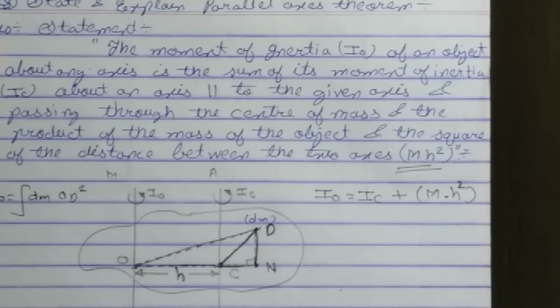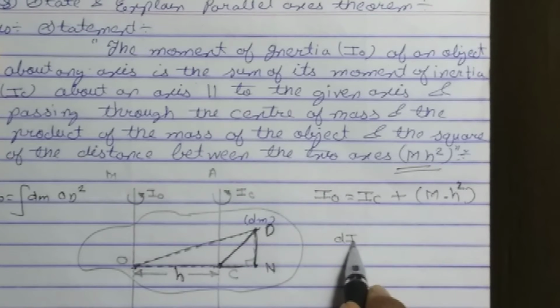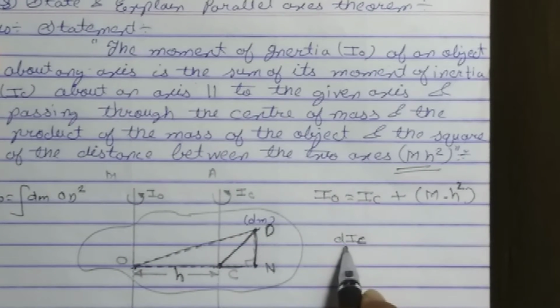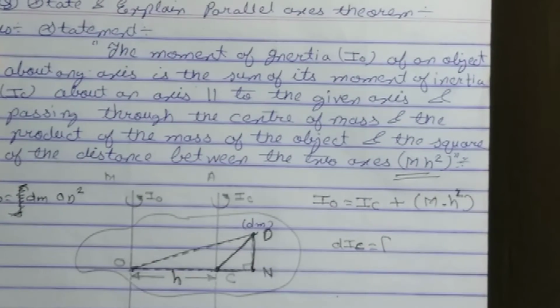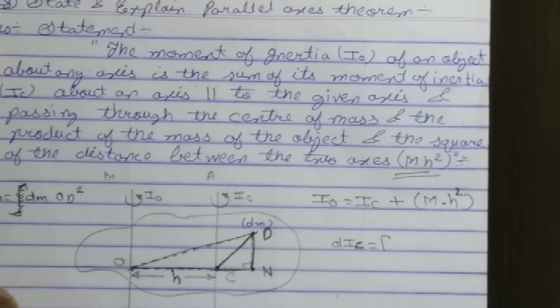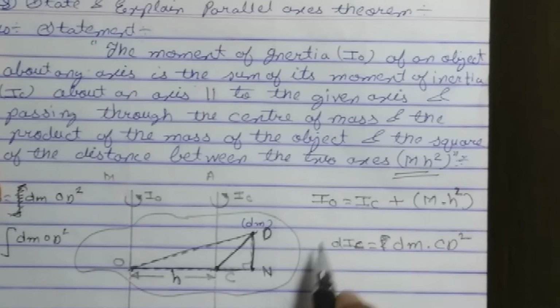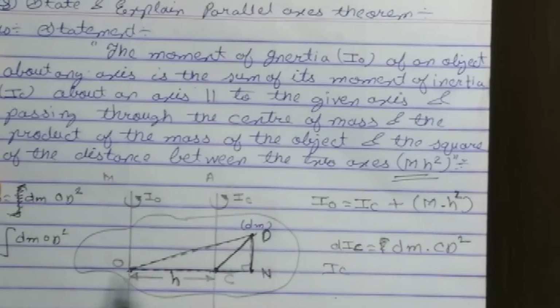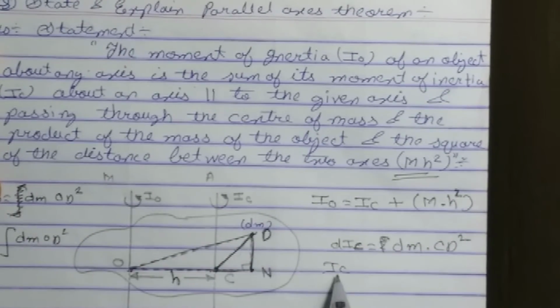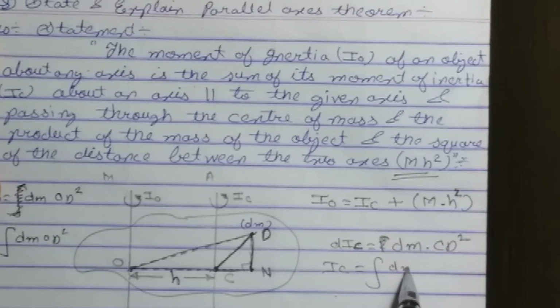What is distance square here? OD square. Similarly, we can find the moment of inertia of the particle about the center of mass. Sorry students, I am going to put the integration afterwards when I find IO. At that time I will put the integration of dm OD square. Here also I am not going to put the integration first: dm into the distance of the particle from the center of mass, CD, squared. Then I will take the integration to find the moment of inertia of the body. These IC and IO represent the moment of inertia of the body about an axis passing through point O and through the center of mass. That time I will take the integration.